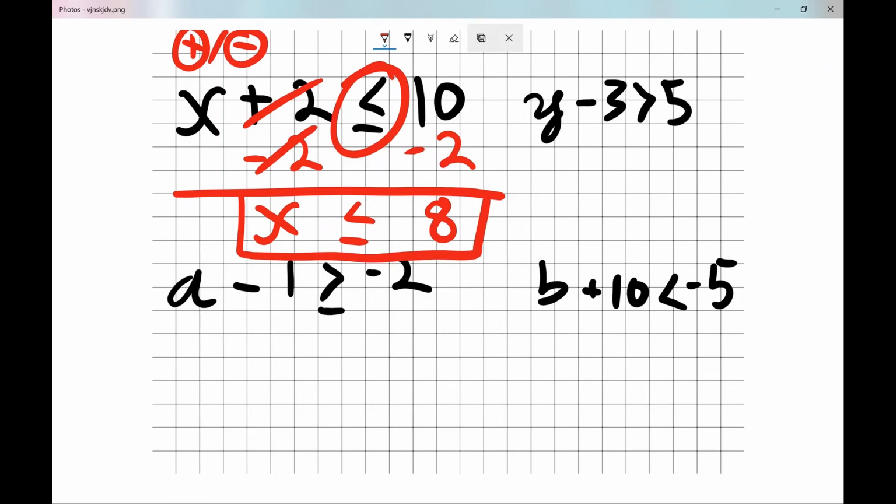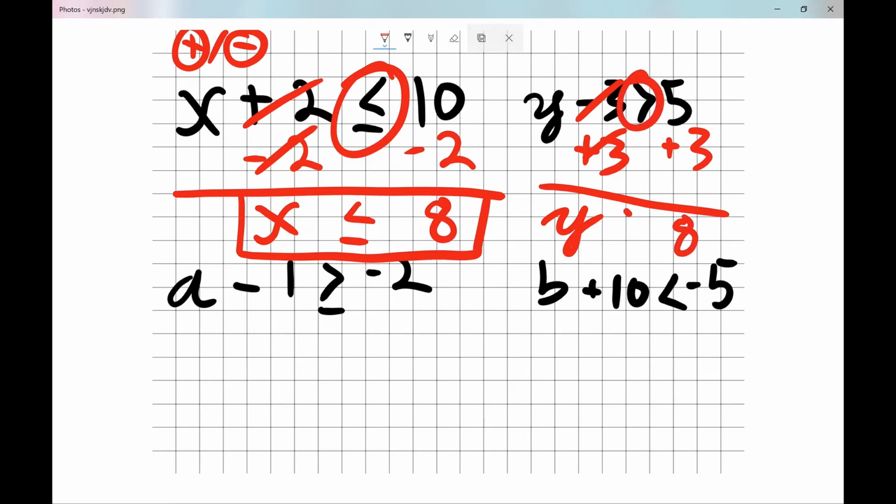Next example, we have y minus 3. How do you get rid of a minus 3? Well, the opposite of a minus is plus. So, plus 3, or add 3 on both sides. This cancels out. And you are left with y. 5 plus 3 is 8. And remember the sign from the original inequality. Y is greater than 8. And that's your final answer.